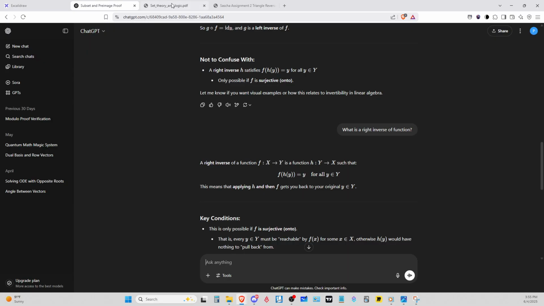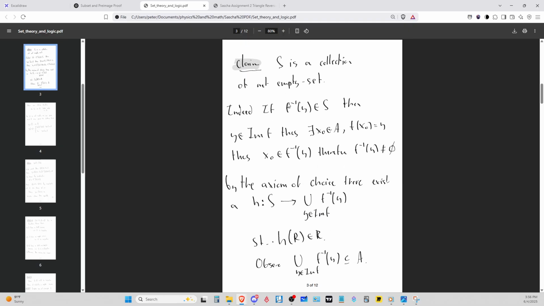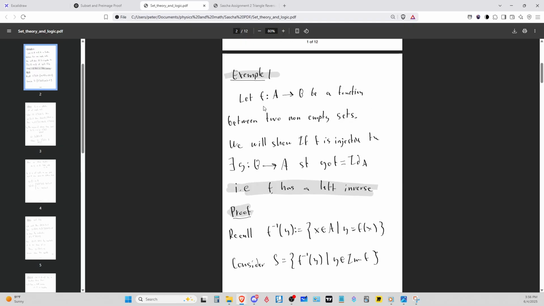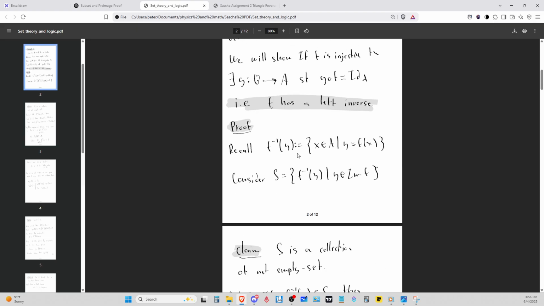But then again, actually, what is exercise 3? Show that A and B are surjective. Oh, maybe we have to look at the example that Sascha presented to us. Here we go. Example. Let F from A to B be a function between two non-empty sets. We'll show if F is injective, then there exists G such that G of F is the identity on A, i.e. F has a left inverse. Proof. We recall that... consider... is this S or G? I think this is S. Consider S as an inverse. Y is an element of the image of F.